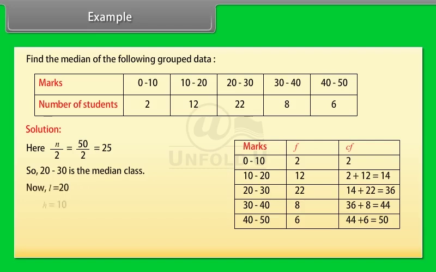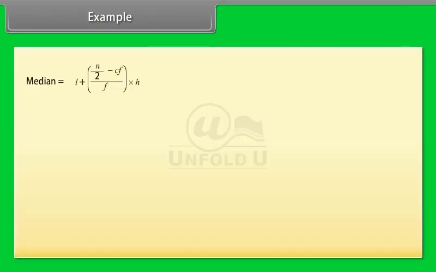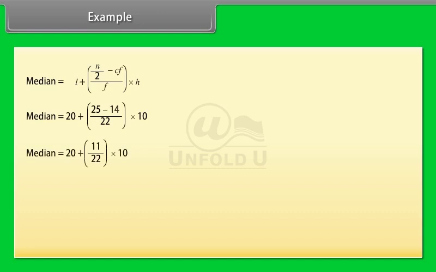Now L is 20, H is 10, CF is 14, F is 22. And then we calculate the median using the formula given below. L plus n by 2 minus CF, that is divided by F and multiplied by H. Median equals 20 plus 25 minus 14 by 22 into 10. 20 plus 11 by 22 into 10. Median is equal to 20 plus 5.